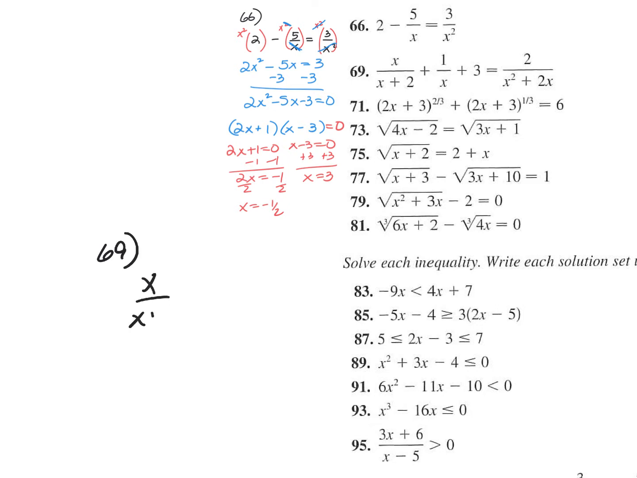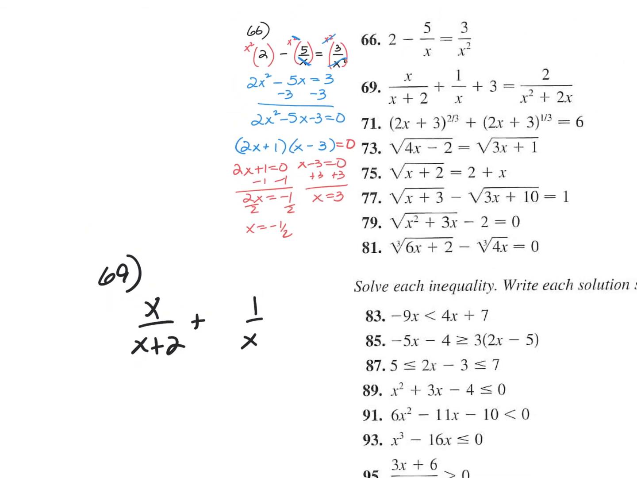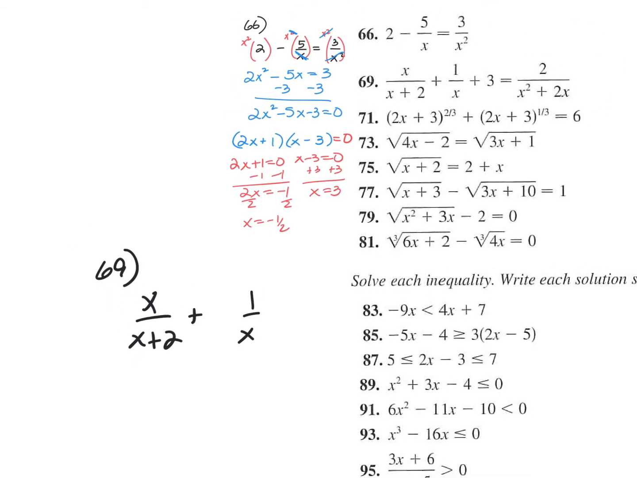X, and I'm going to leave a little gap so I can put what my common denominator is next to each thing. Plus 3 equals 2 over x squared plus 2x. So the first thing I'm going to do is factor this denominator over here. Factor out a GCF of x, and I'm left with x times x plus 2.